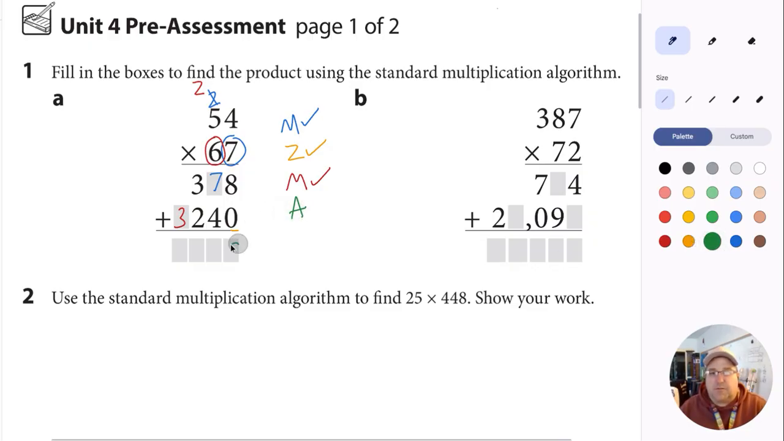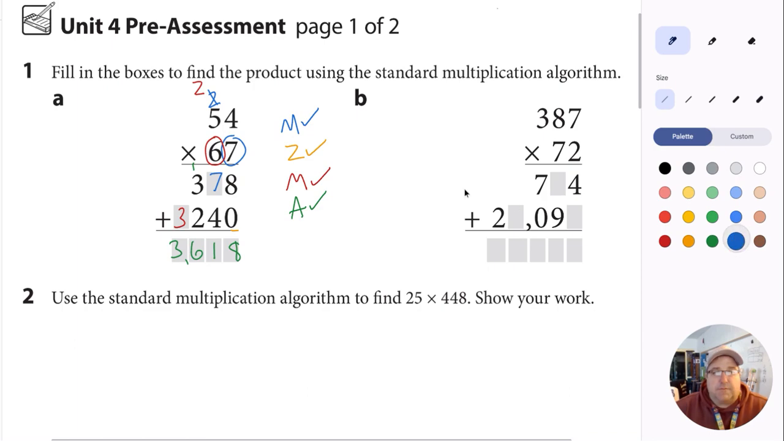So 8 plus 0 is 8, 7 plus 4 gets us to 11, carry the 1, 3, 4, 5, 6, and then a 3. So 3,618 is what we're looking for. And that's it, guys. On these where you have to fill in the missing parts, just start from scratch. Heck, if you want, rewrite it over here and do the whole thing. That's all we're doing.